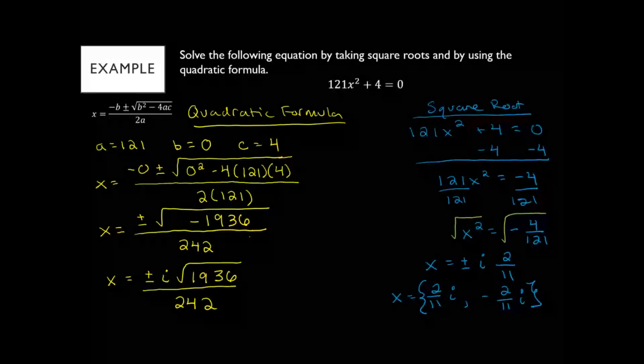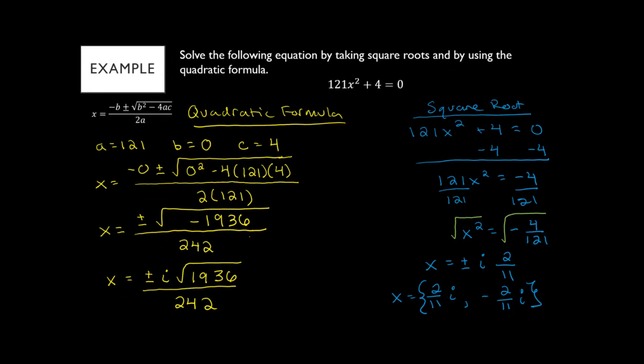All right. So I need to now take the square root of 1936. And you always want to see if it comes out to a whole number. In this case, it does. But if it doesn't, then you need to use our techniques for simplifying radicals, where you're still going to have the square root in your answer. So I have x equals plus or minus, and the square root of 1936 comes out to 44. So that's going to be 44i over 242.